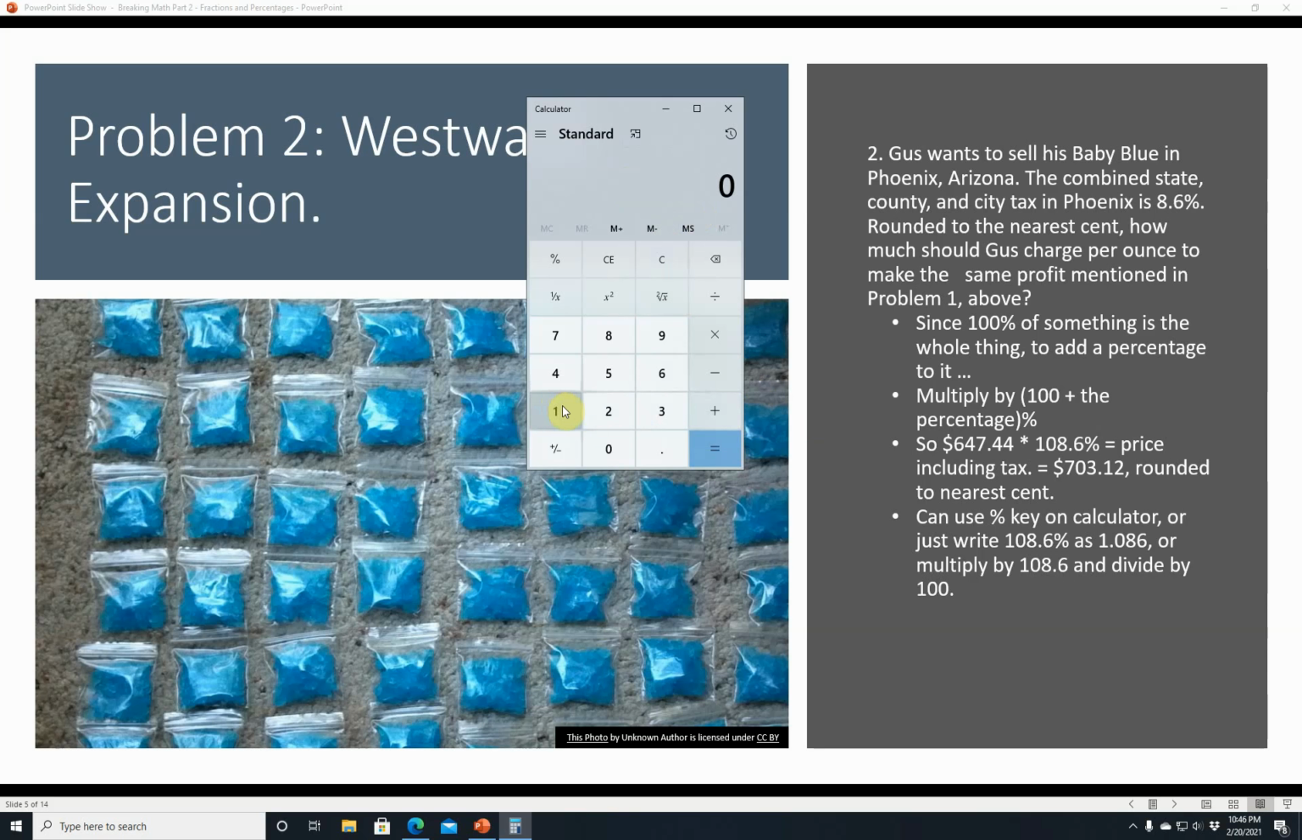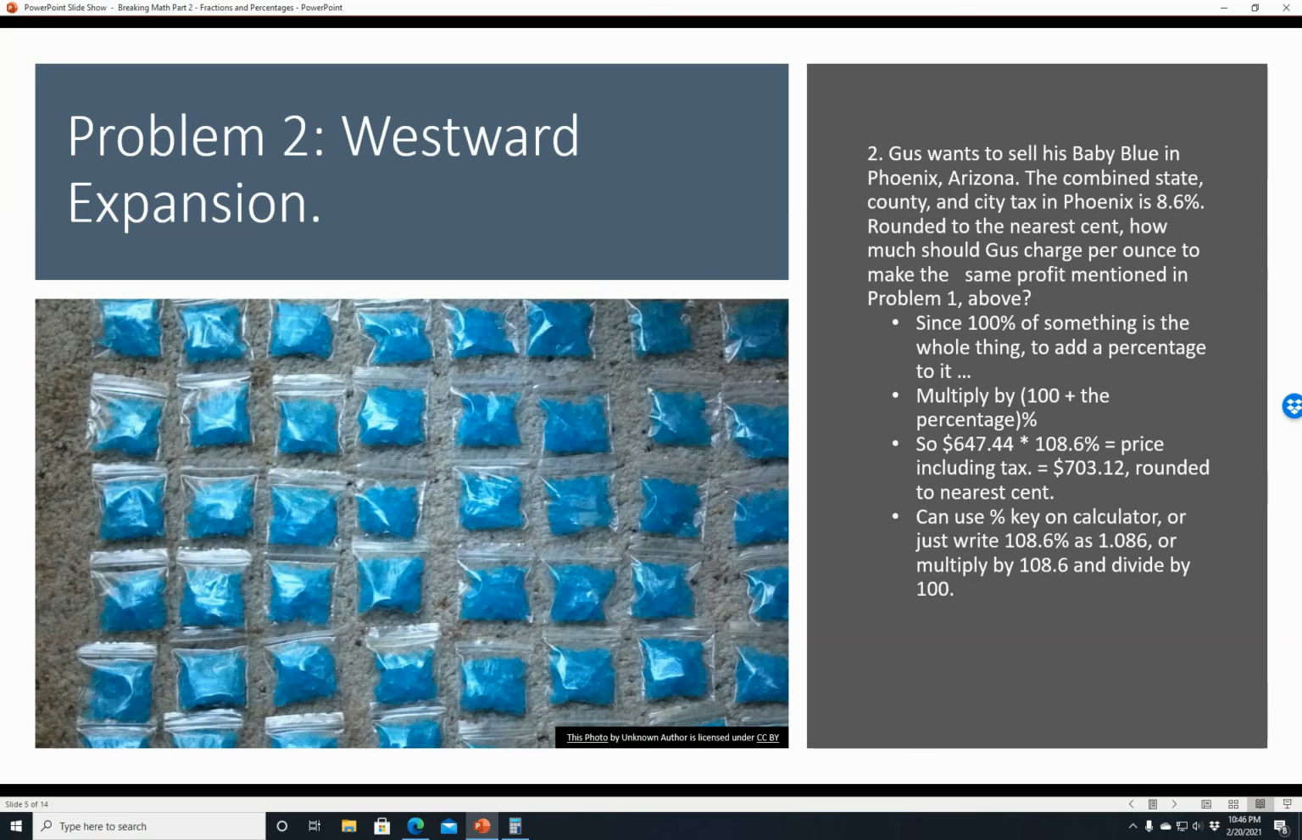Another thing actually we can do before we move on is you can also go 647.44 times 1.086. If you're good with percentages, you can say, okay, I know 8% is 0.08 and 8.6% would be 1.086. So then you get 703.11 and you can round that up to 703.12 again. All right, let's move on to the next thing here.